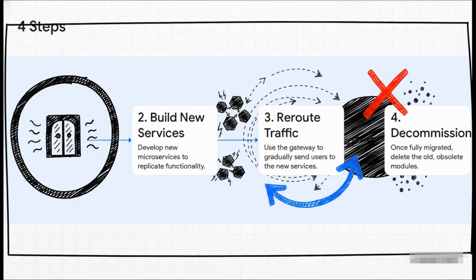First, we're going to put something called an API gateway in front of everything. Second, we'll start building our shiny new services off to the side. Third, and this is the magic part, we use that gateway to slowly, carefully, reroute traffic from the old system to our new one. And fourth, my favorite part, we finally get to decommission those old creaky modules. Let's watch this play out.